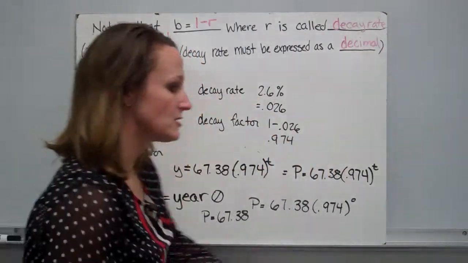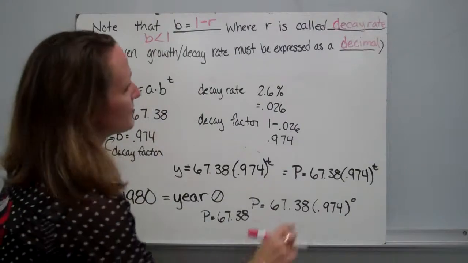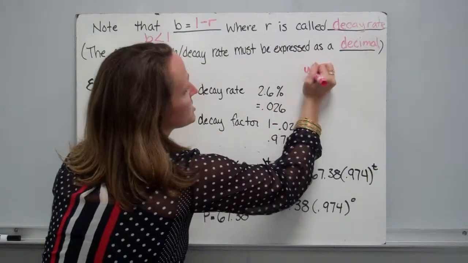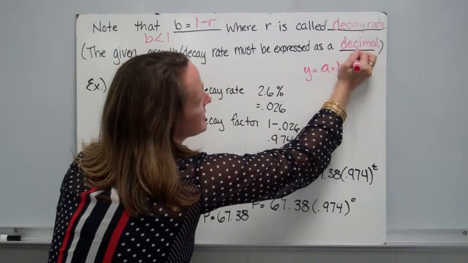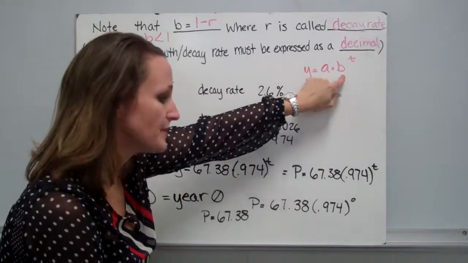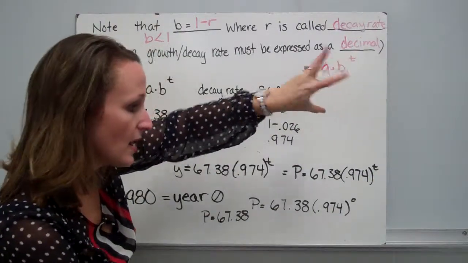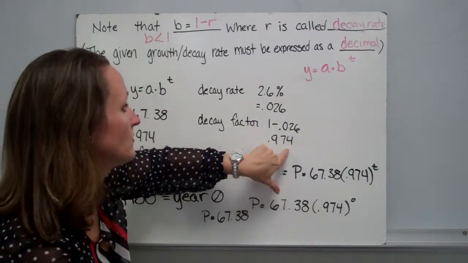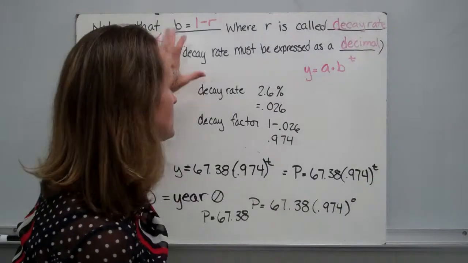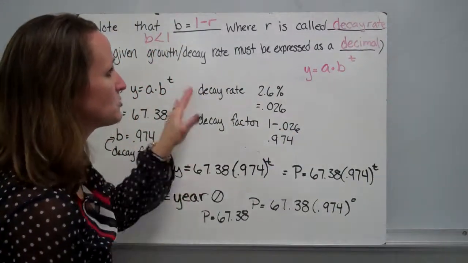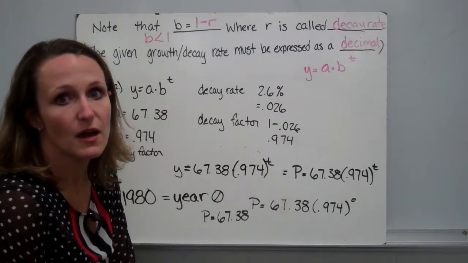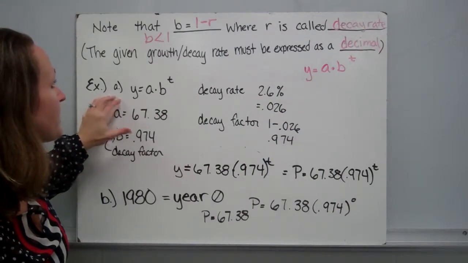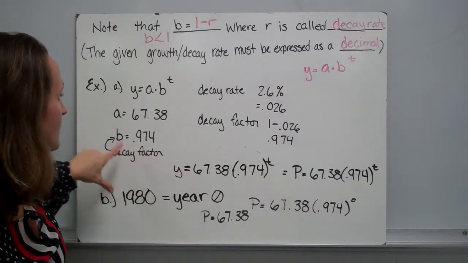Before we go on and talk about the example that is in your notes, remember that our equation when we're dealing with exponential growth and decay is y equals a times b to the t, where a is our initial value and b is our growth or decay factor. We convert our rate into a decimal, and our factor comes from the rate. Think about the example in your notes. I believe the example asks you for the equation that would represent the decay.